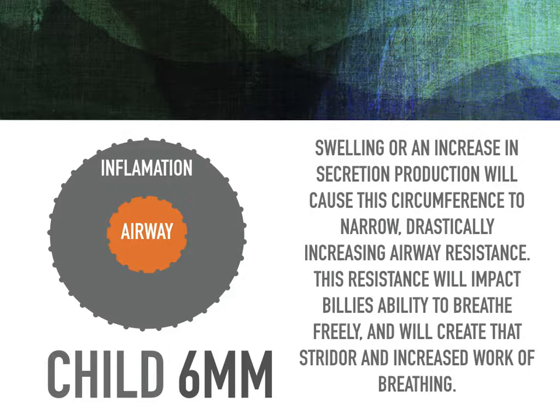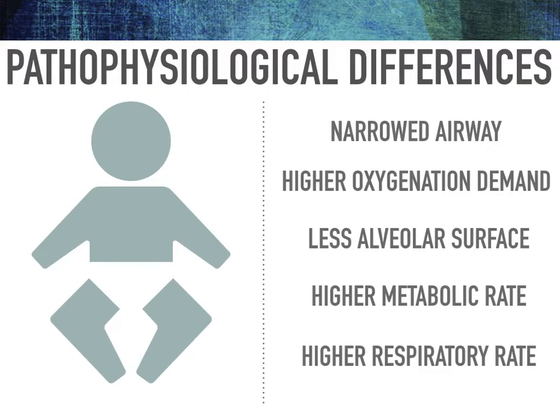Pediatrics also have a higher metabolic rate, meaning that everything is moving faster. For example, their heart rate, metabolism, and usually their energy. In order to keep up with this demand, pediatrics have a higher oxygen requirement and therefore a higher respiratory rate. However, pediatrics also have less alveolar surface area available within the lungs than adults, creating that higher respiratory rate.